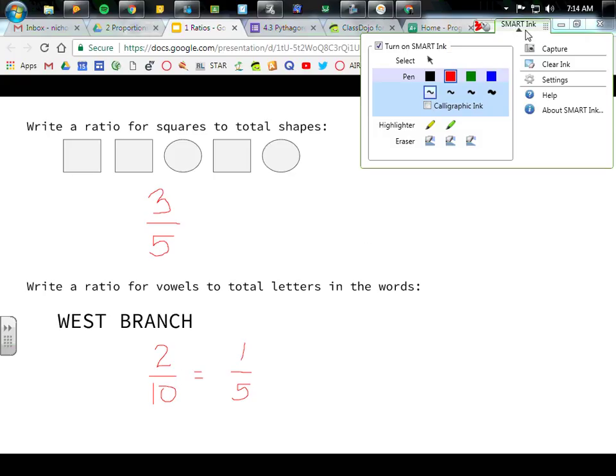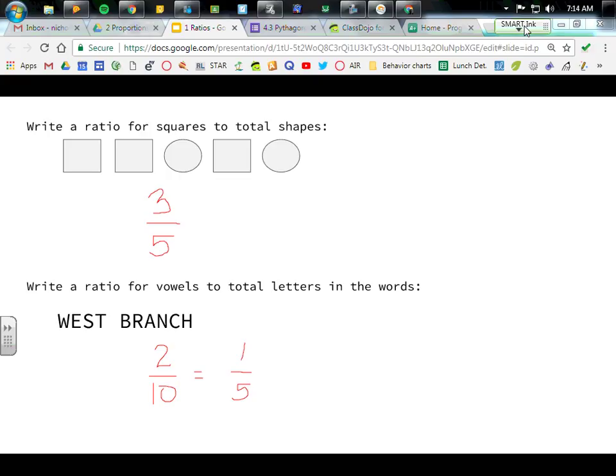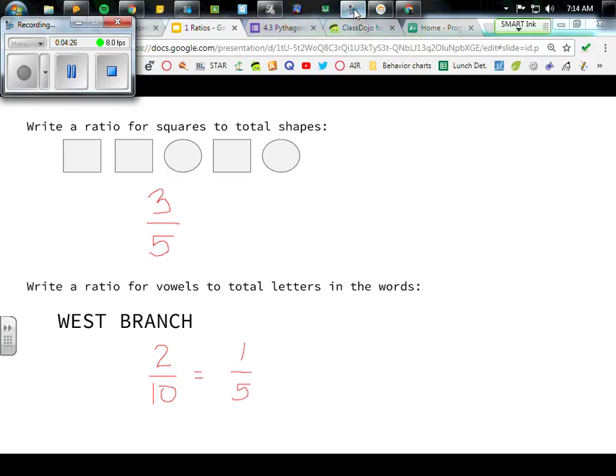All right, that's it for ratios. Pretty basic. We're going to move on to proportions next, but we'll get there in the next video.